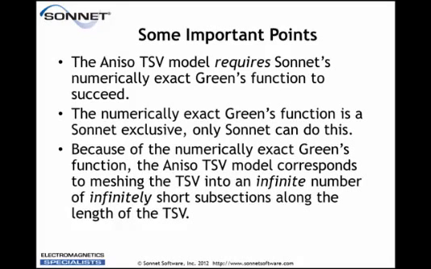So some important points. The anisotropic through silicon via model requires Sonnet's numerically exact Green's function. Green's function is the fancy way electromagnetics guys like to say coupling between subsections. Current on one subsection generates voltage on another. That's the Green's function. Sonnet calculates the Green's function, i.e. the coupling between subsections, exactly. And by exact I mean to full numerical precision.